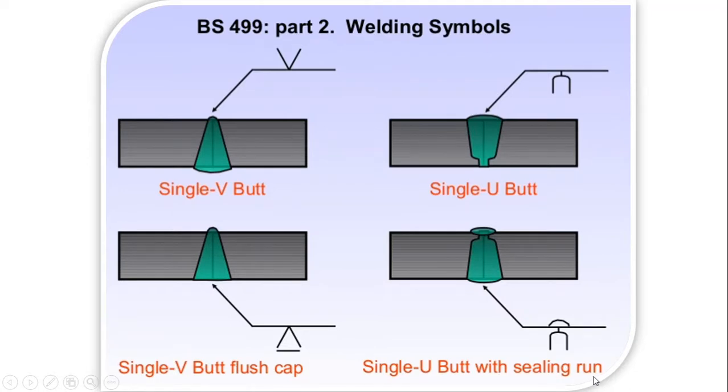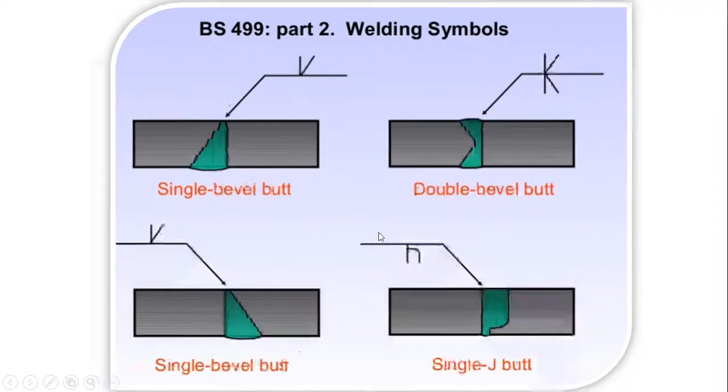These are the different welding symbols. And this is also a different symbol. This indicates the single bevel butt. This is the single bevel butt. This is the double bevel butt joint, and this is single bevel butt joint. This is the opposite side, and this is single J butt joint.